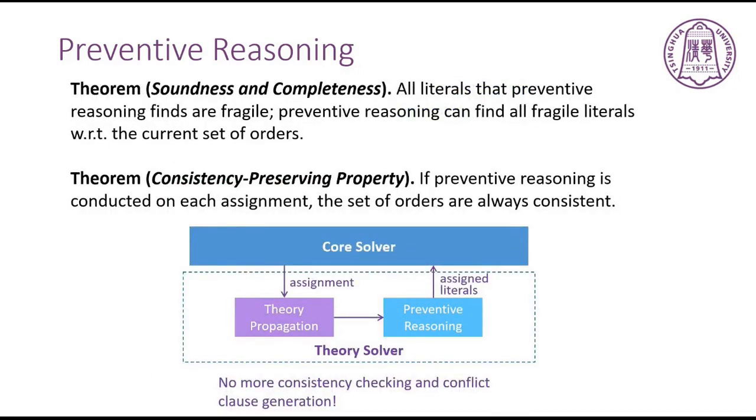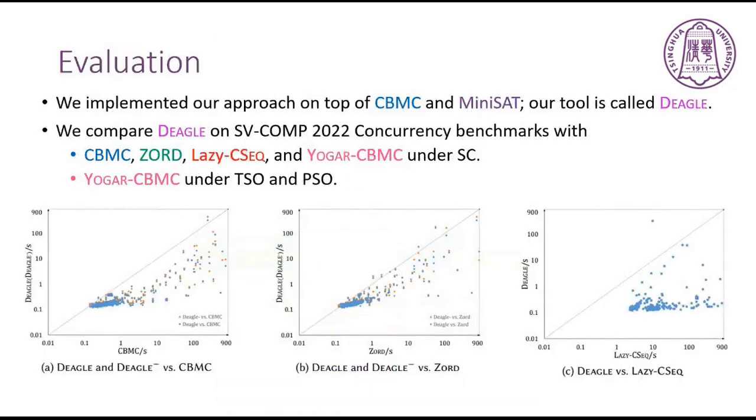Well, the idea is rather simple, but we spend much effort on designing algorithms for preventive reasoning, soundness and completeness, and proving it really preserves consistency, so that no more consistency checking and conflict clauses are needed. We implement our approach on top of CBMC and MiniSat. Our tool is called DIGO.